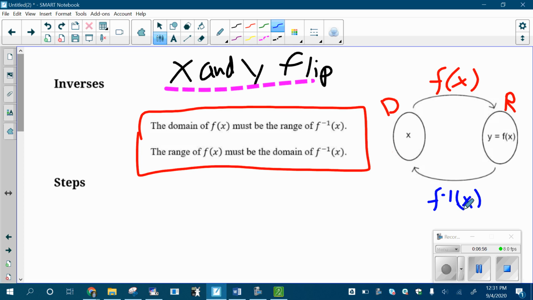But if you look at that inverse function, well, what you put into that inverse function is this bubble. So that's the domain for the inverse. And what you get out is this bubble, which is the range for the inverse. But you'll notice those bubbles are the same. In other words, the domain of the original is the range of the inverse. The x's and the y's flip. The range of the original function is the domain of the inverse function. The domain and range flip. The x's and the y's flip.